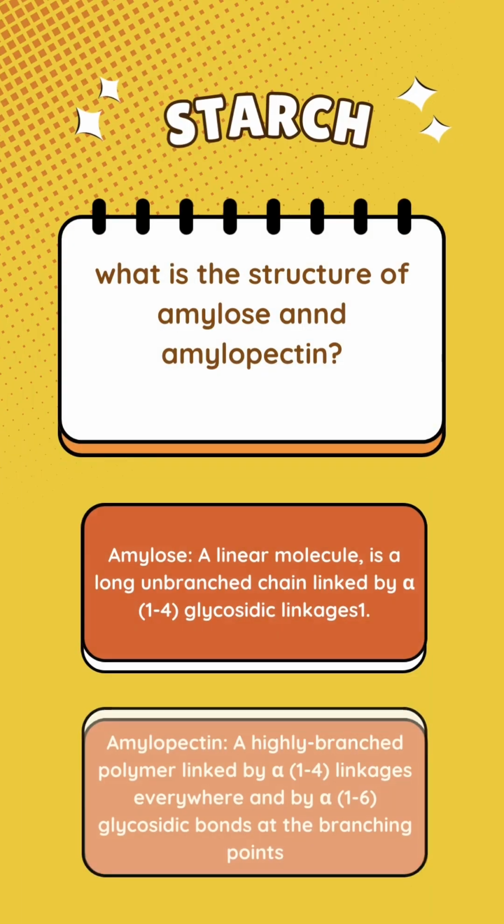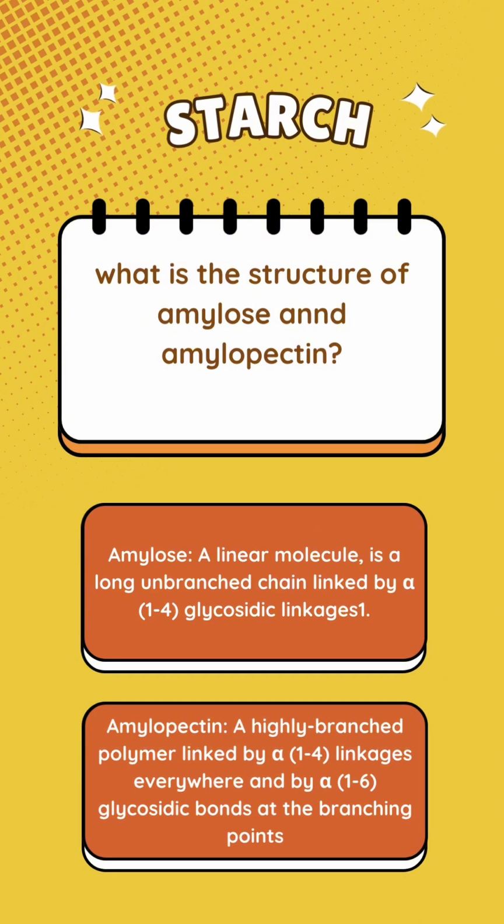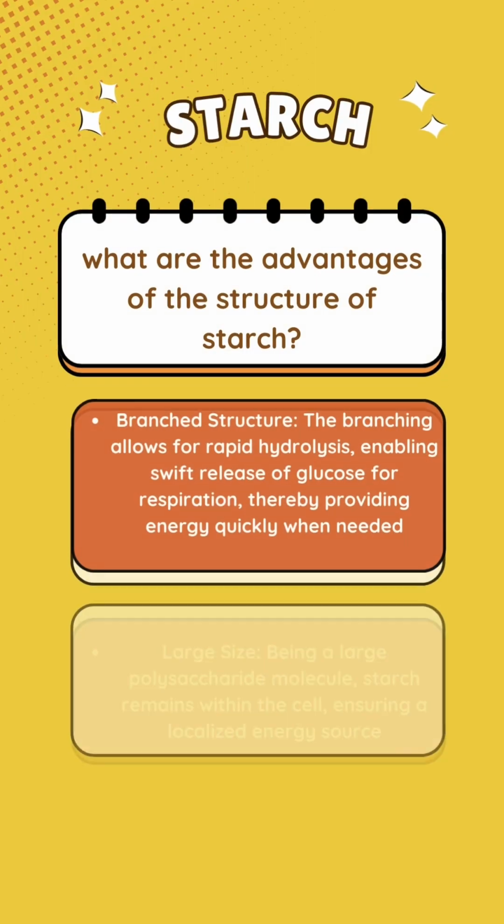Amylose is a linear molecule and is a long unbranched chain linked together by 1-4 glycosidic linkages. Amylopectin is a highly branched polymer linked together by alpha 1-4 linkages everywhere and by a 1-6 glycosidic bond at the branching points. Starch has a branched structure.